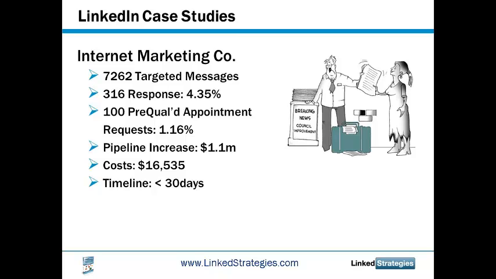And these are the stats that you're looking at right here. So over 100 pre-qualified appointments. Now, if you break down the numbers, the requests for appointments was at 1.16%, which isn't excellent, but it's not bad considering their average deal size was $11,000. There was a pipeline increase of 1.1 million at a cost of $16,535, all in only 30 days. Now, in the following 30 days, we doubled that number at no additional cost. So you can see how the ROI was just out of this world.